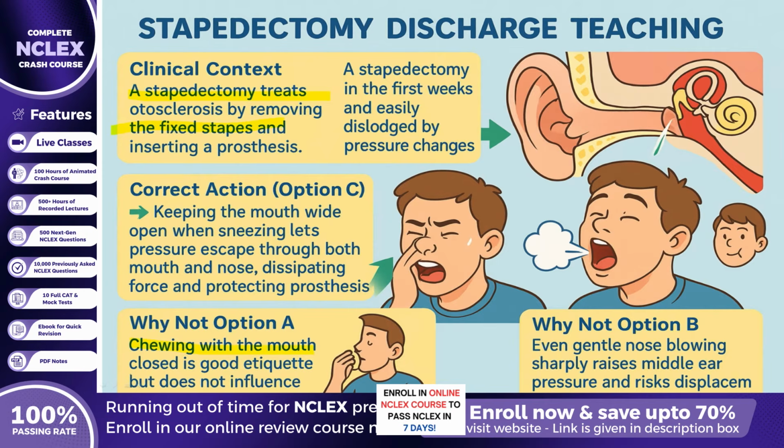Finally, option D, turning the head to the side when coughing, is incorrect because it may reduce droplet spread for infection control, but it does nothing to lower the internal pressure transmitted into the middle ear. Coughing should be minimized, and if persistent, medications may be used to reduce the strain.